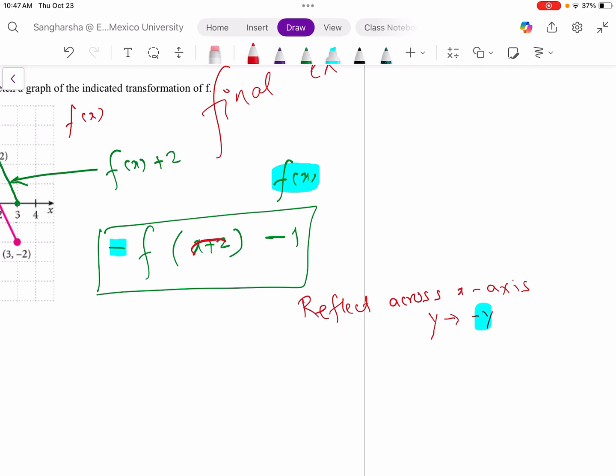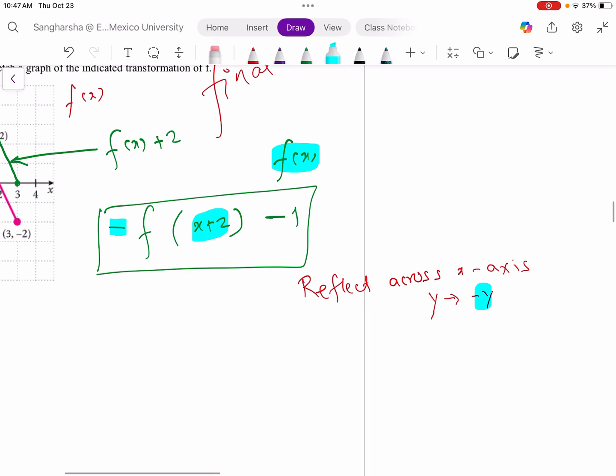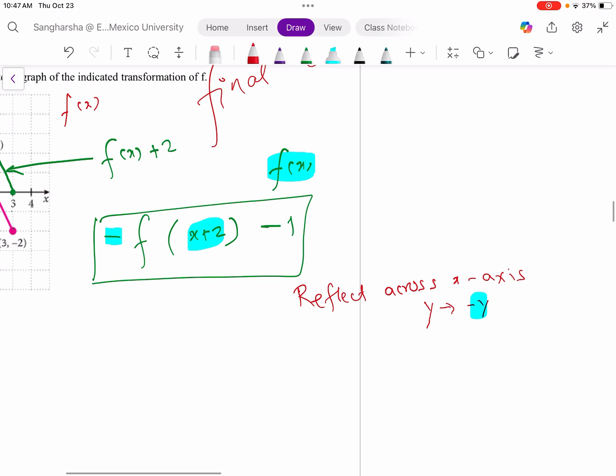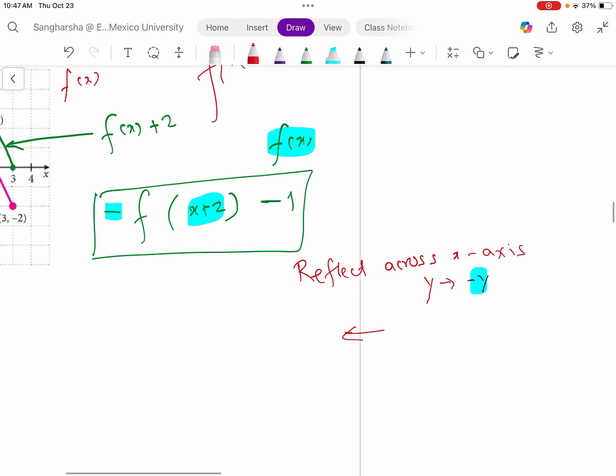Then next we need to get x plus 2. How do we get x plus 2? We have to replace x by x plus 2. What do we do to a point? We are moving that point to the left by 2 units. When we move a point left by 2 units, which coordinate changes? Only the x coordinate changes, right? So we are subtracting, moving left by 2 units, and we need to get minus 1. Minus 1 means we are moving down by 1 unit.